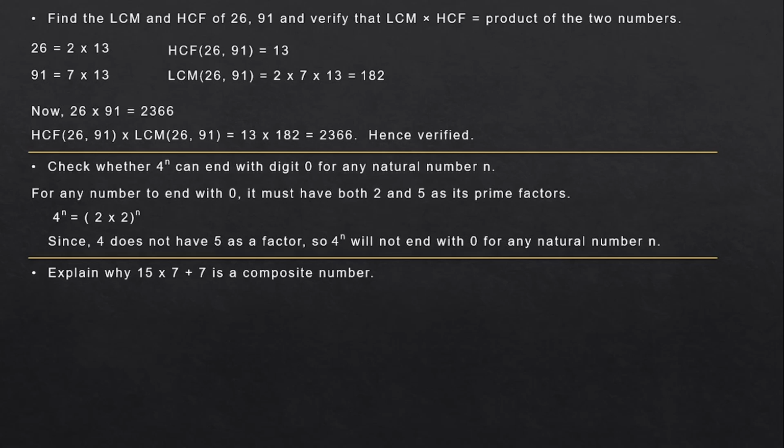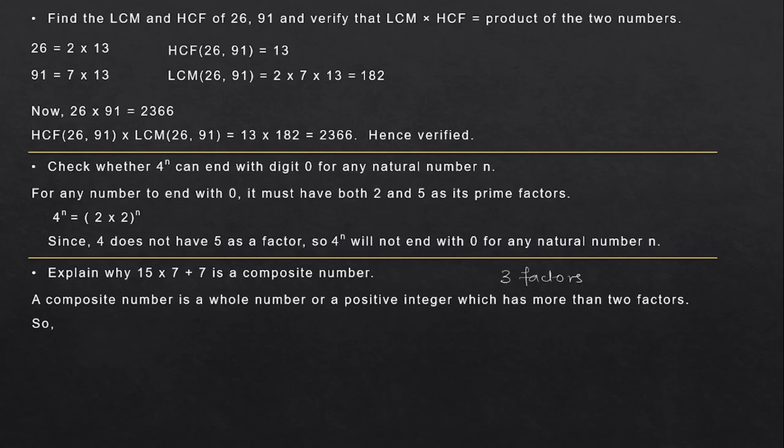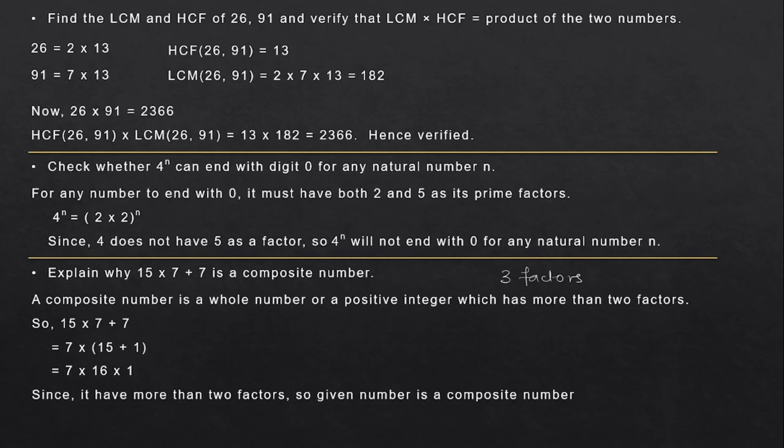Let's move on. The next question is, explain why 15 times 7 plus 7 is a composite number. As discussed earlier, composite numbers are the numbers which have at least three factors. So, to check whether a number is composite, we need to find out whether it has three factors or more. So, how will we solve it? We will take out the 7 common. So, we are left with 15 plus 1, and 15 plus 1 is 16. Now 7 into 16 are already two factors, and every number will have 1 as a factor. So whatever the product, it can be written as a product of three factors. And the moment I have three factors, I know my number is a composite number. Therefore, the given number is a composite number.